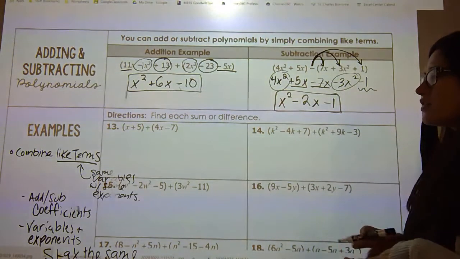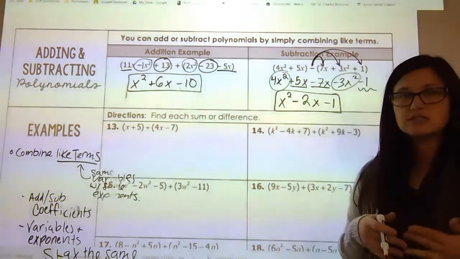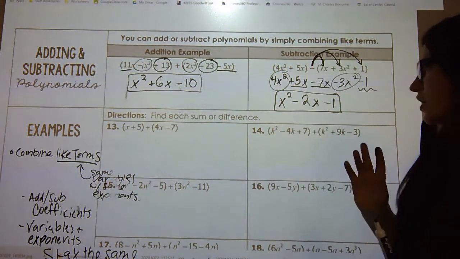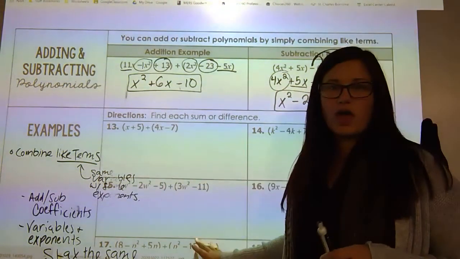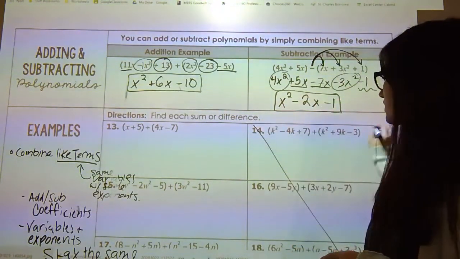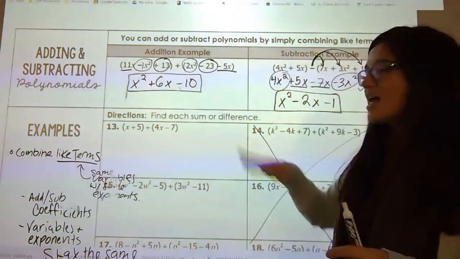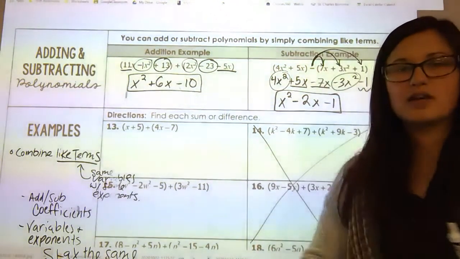All right, now that we have our examples, we're not going to work through all of this. We're just going to do, let's say, all the odd ones, okay? You can X out the even ones on this whole entire page. We are only going to work the odd ones. I'll leave a couple for you to do by yourself.